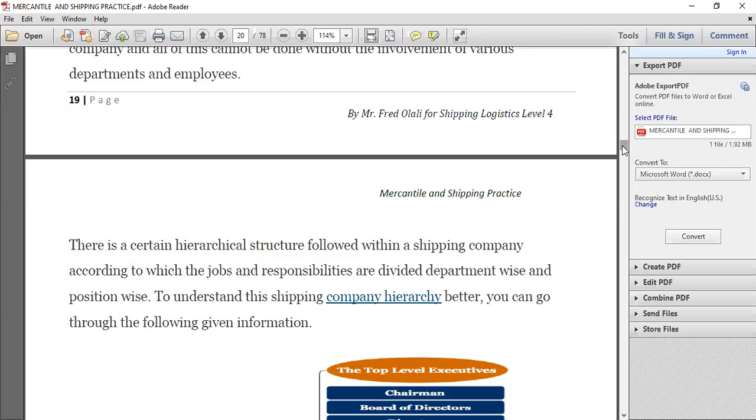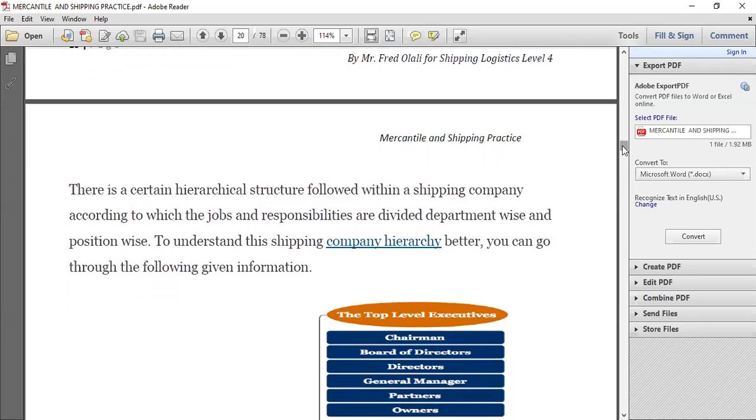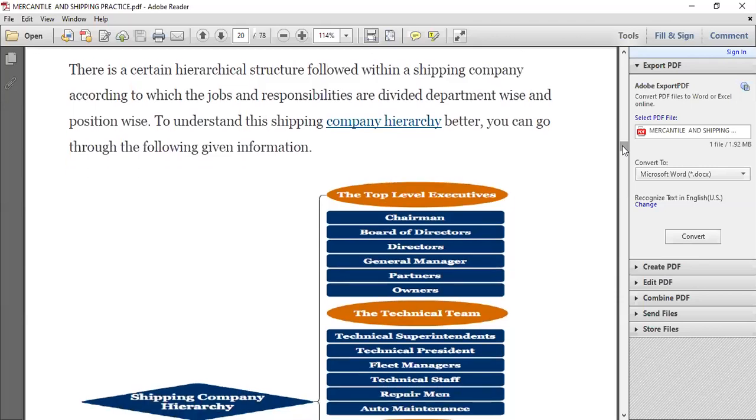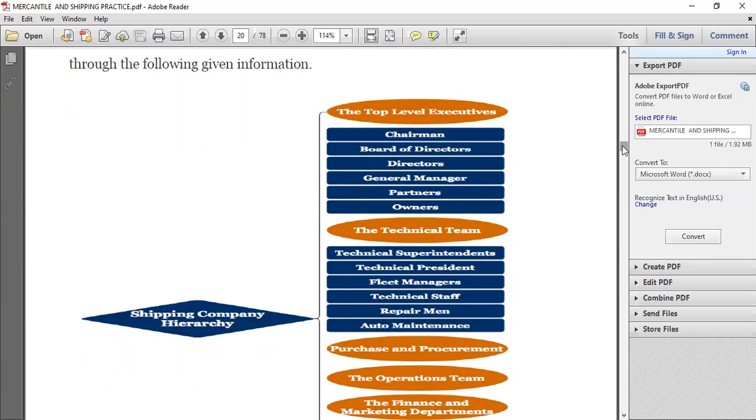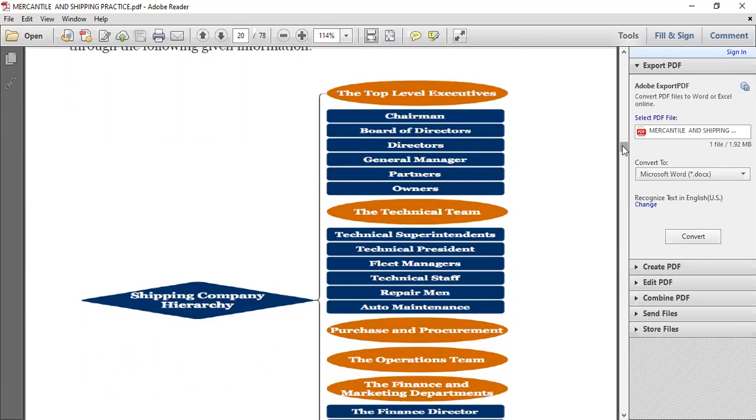So, in order to understand this properly, we have a company hierarchy, which is illustrated here. We can see the way it is sorted, as you can see on your screen. The top level executive consists of the chairman, the board of directors. We have directors. We have the GM or the general manager. We have partners, and we have owners. That is the top level executive.